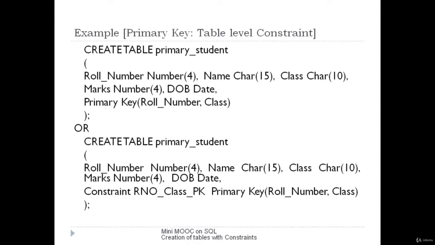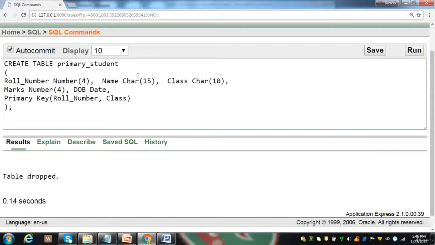To make roll number and class combination as a primary key in primary school database, we can use this statement. Here, primary key is a table level constraint and it has been applied on roll number and class combination. Let us demonstrate this concept. I am going to create primary underscore student table with roll number and class combination as its primary key.